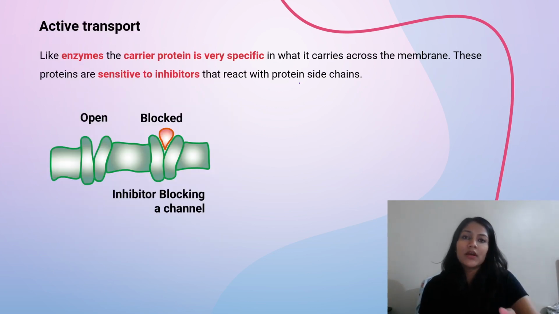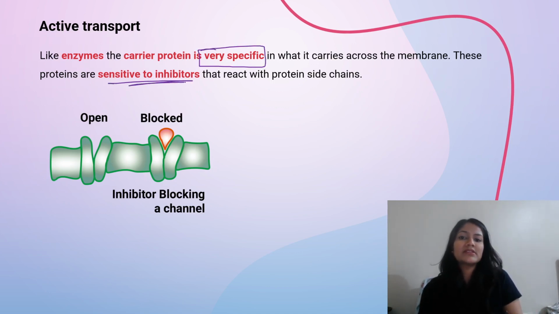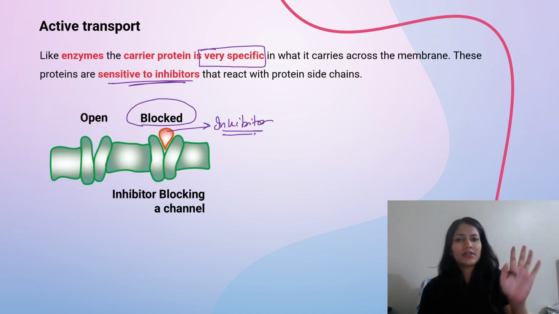Yes, transport or the carrier proteins. Next one. Because proteins are involved, they are going to be very specific in nature. Along with this, they will be sensitive to inhibitors, similar to facilitated diffusion, because it also involves protein. Facilitated diffusion also involved proteins, so because of this, in active transport also, specific nature will be present and sensitivity will be present towards the inhibitor. So it gets blocked; the inhibitor comes and closes the path, stages a protest, and nothing can be done.